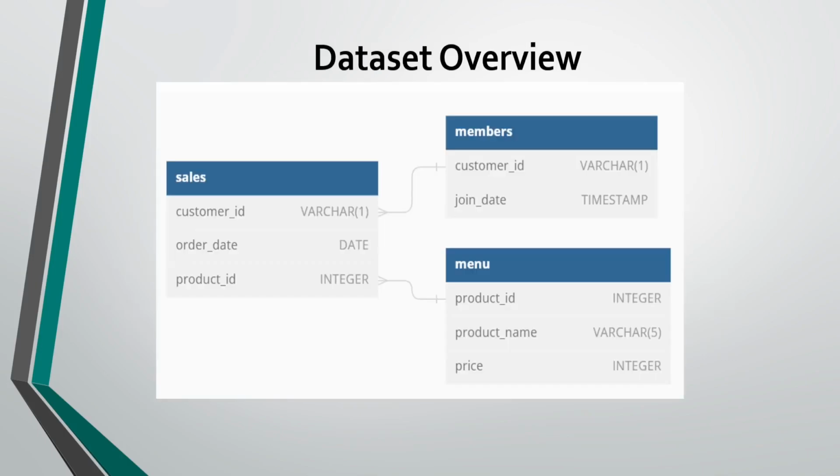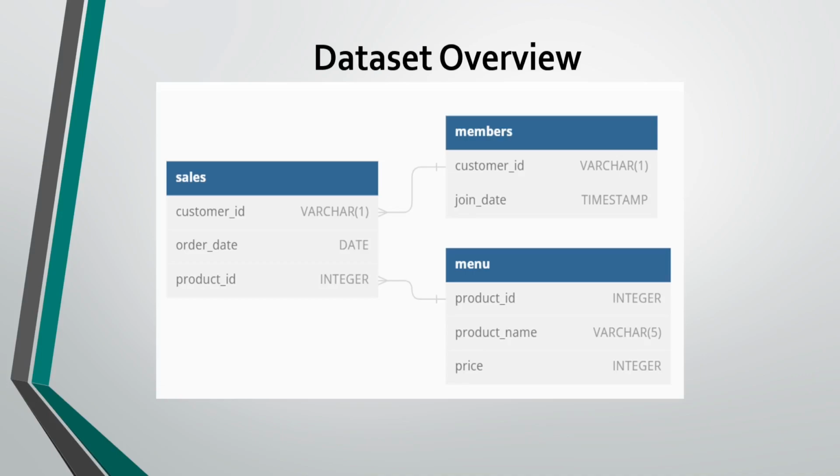This is the data that Danny has provided for us. We have three data sets: the sales, the members, and the menu. The sales table contains the sale transactions, whatever the customer bought and when they bought it. The members table has the customers who are part of Danny's loyalty program, and the menu table has the names of the items that Danny sells in his restaurant.